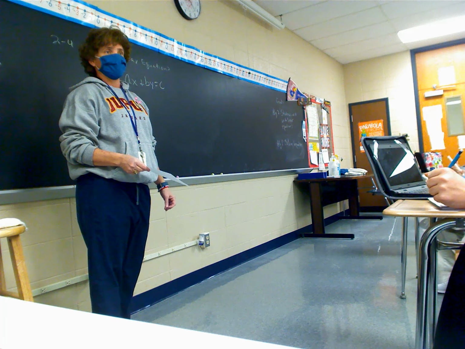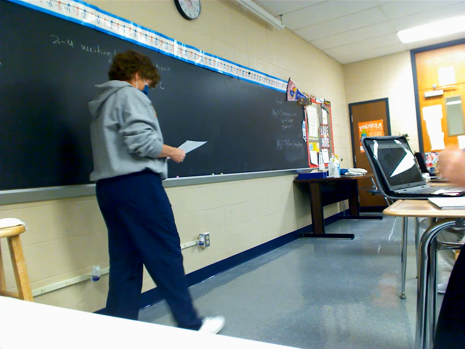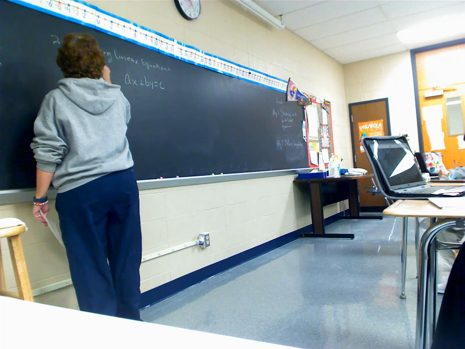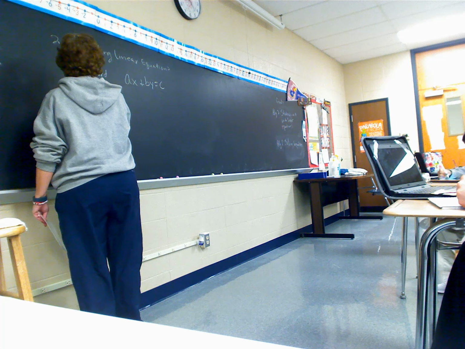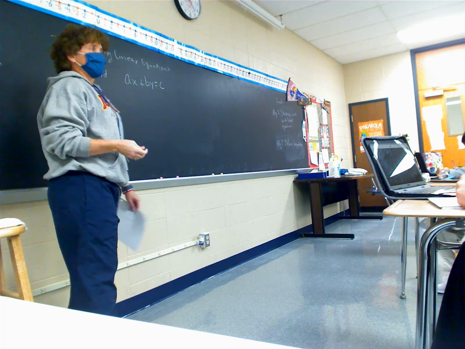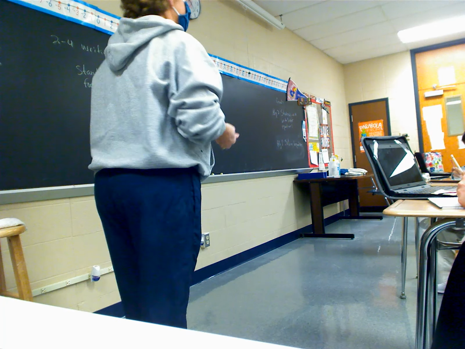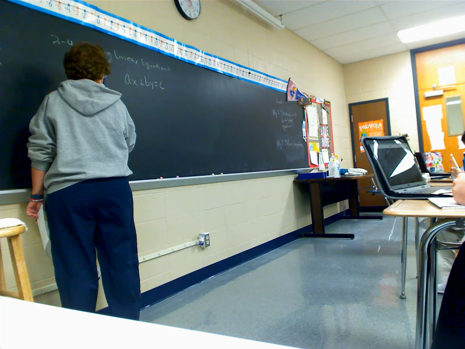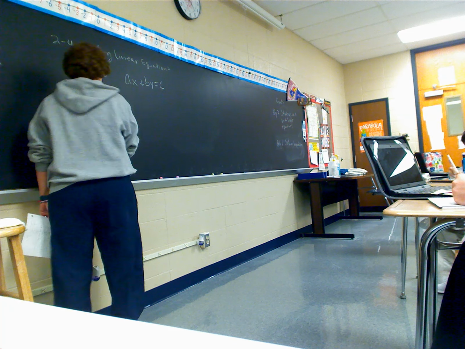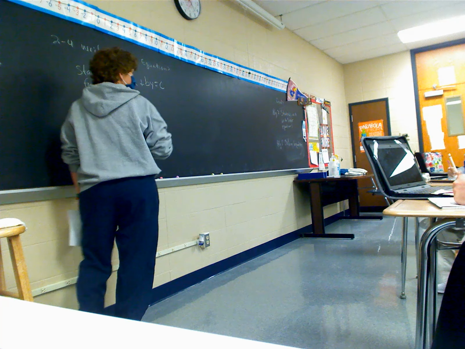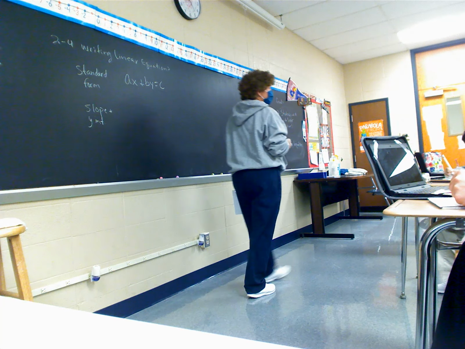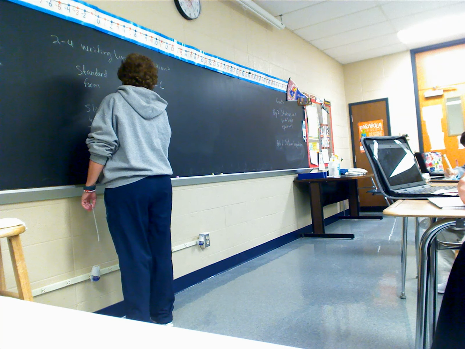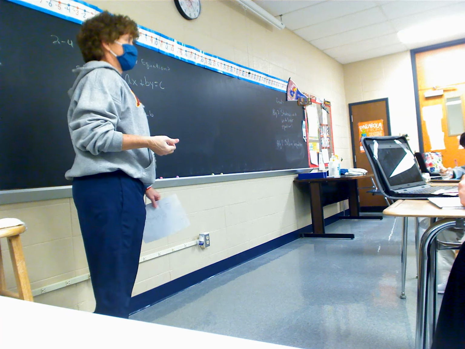Now do you remember doing it? Okay. So this is standard form. And from this, we get slope and y-intercept. Who remembers what slope and y-intercept form looks like? This is your y equals mx plus b form. Y equals mx plus b.